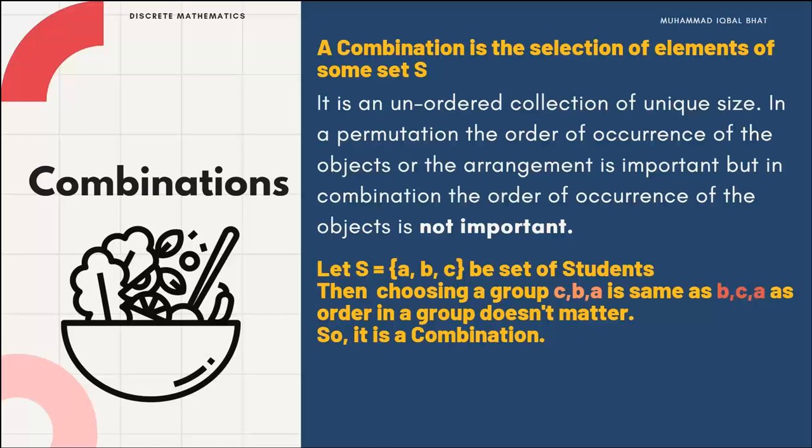So for example, if we have a set S equal to ABC, and these are some students A, B and C, and we want to choose a group, the group CBA is the same as the group BCA, because C is included in the group, and here again C is included, B is included in this group and again here, and A is included here and here. So these two sets are the same, and we say that it is a combination, not a permutation.